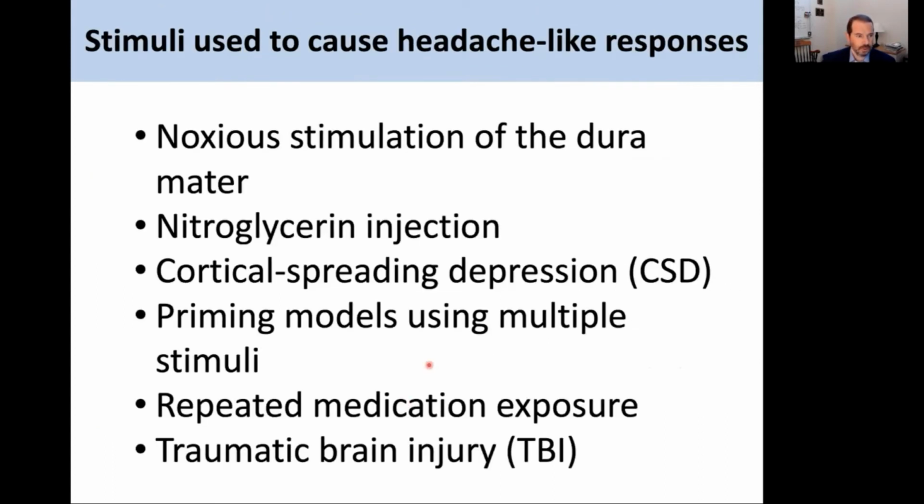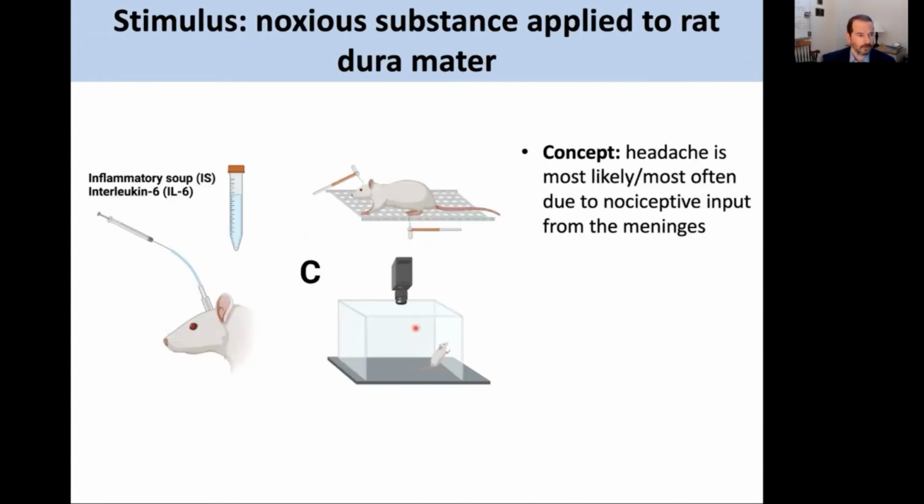So next we'll transition into the kinds of stimuli that would cause a headache-like response in a rodent, and here is a list of what I'm going to cover now. The first here is stimulation of the dura. And so in rats, you would implant a cannula through the skull here that allows you to inject a stimulus right onto the outer layer of the meninges, the dura.